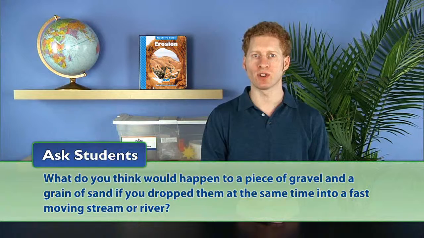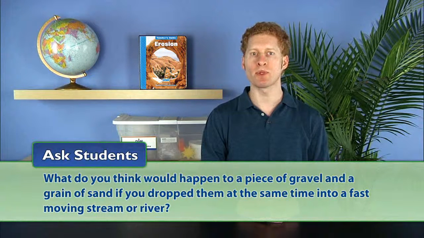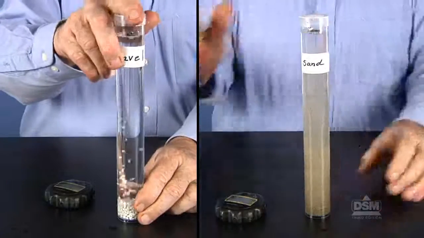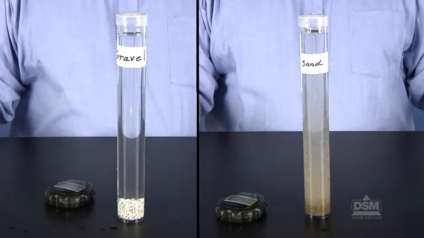Then, explain to the class that this activity illustrates the variations in the settling rates of different sized particles in water that is not moving. Ask students, what do you think would happen to a piece of gravel and a grain of sand if you drop them at the same time into a fast-moving stream or river? Students should understand both particles would be carried downstream, but that the piece of gravel would settle to the bottom before the grain of sand.